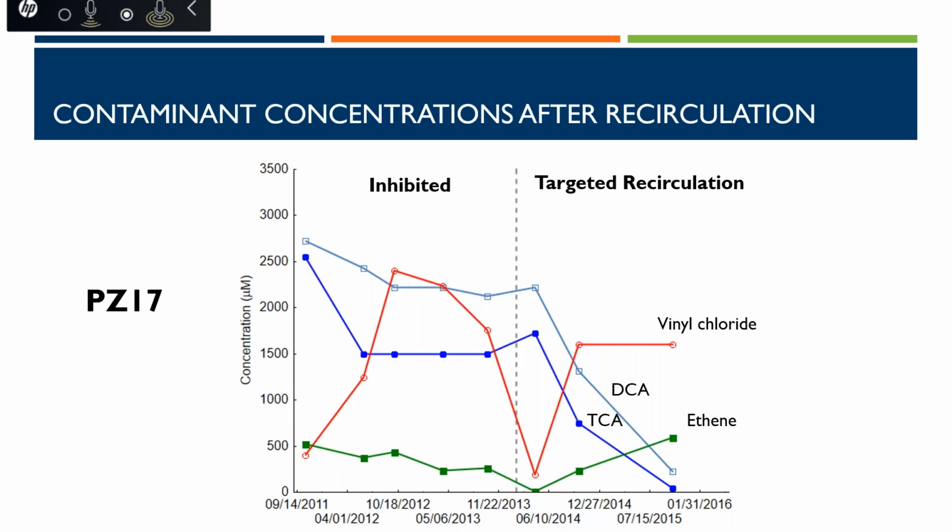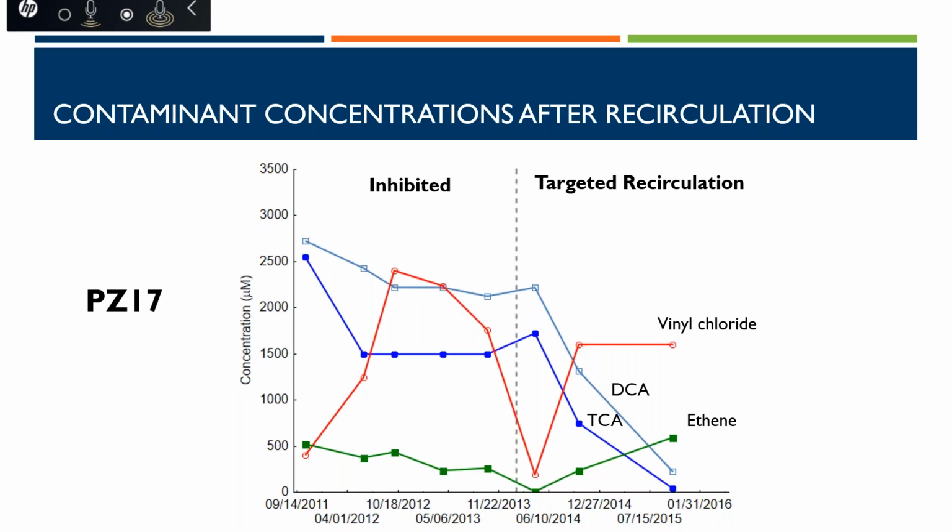Well, here we've returned to that piezometer PZ17 that was located in the formerly inhibited area. And you can see that during just the propylene glycol injection, there wasn't a notable increase in TCA or DCA. But after recirculation, TCA and DCA concentrations decreased substantially. So do we think it was just dilution? They're just pumping things around?